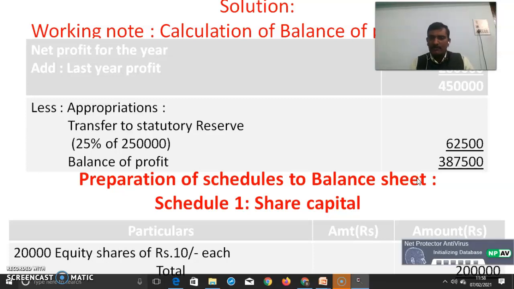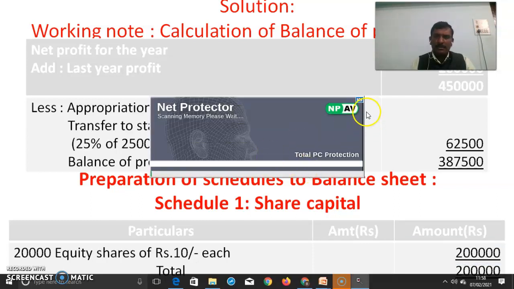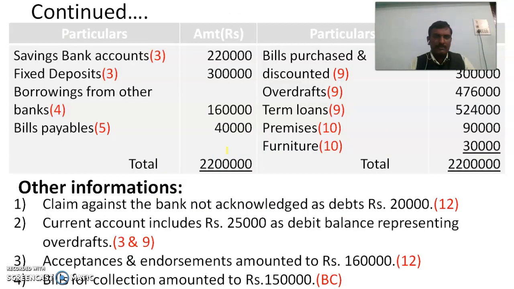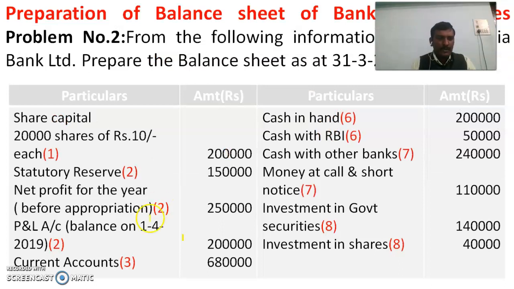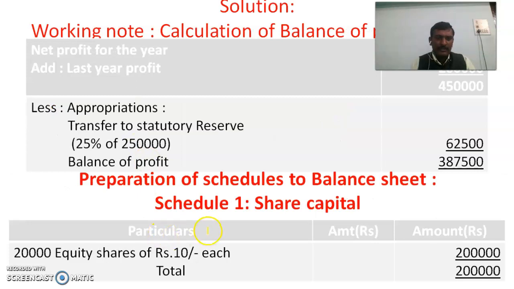First of all we have to go for share capital. As far as the share capital is concerned, in the problem they have given a very important thing in the information. They have given share capital of 20,000 shares of rupees 10 each, so rupees 2 lakh. Only one item of share capital is given in the problem. So we have to take 20,000 equity shares of rupees 10 each, rupees 2 lakh. The total of schedule number 1 is 2 lakh.